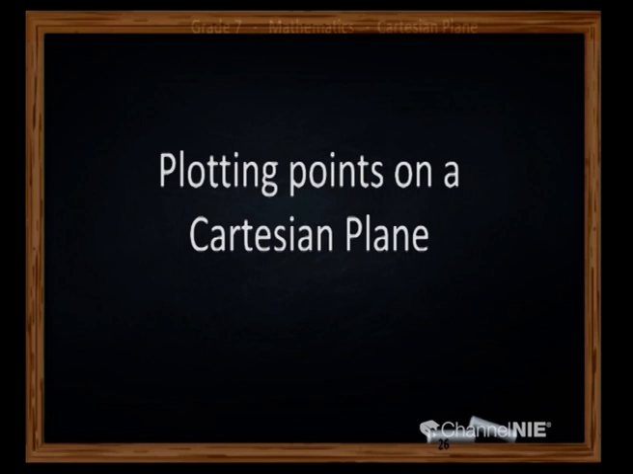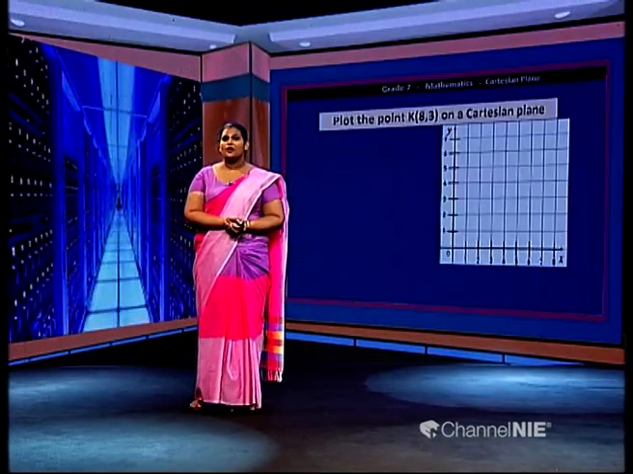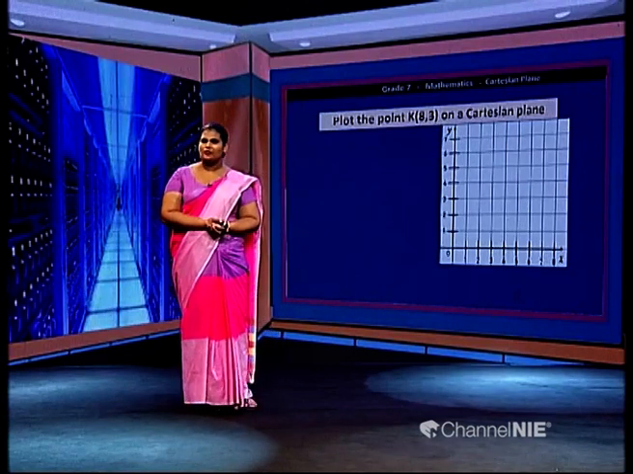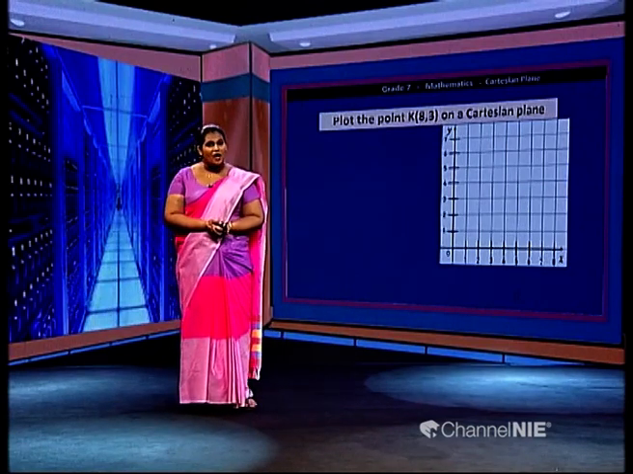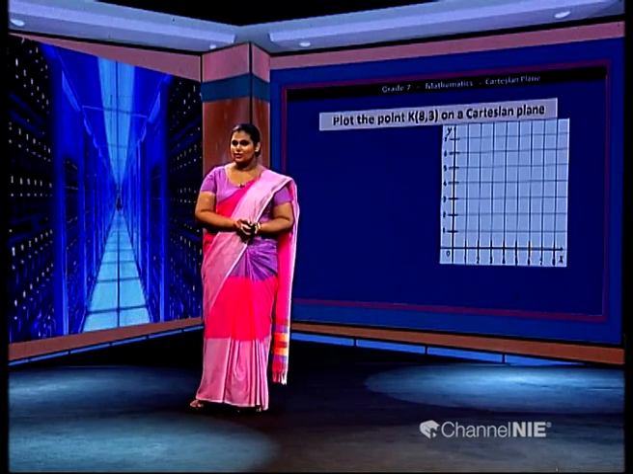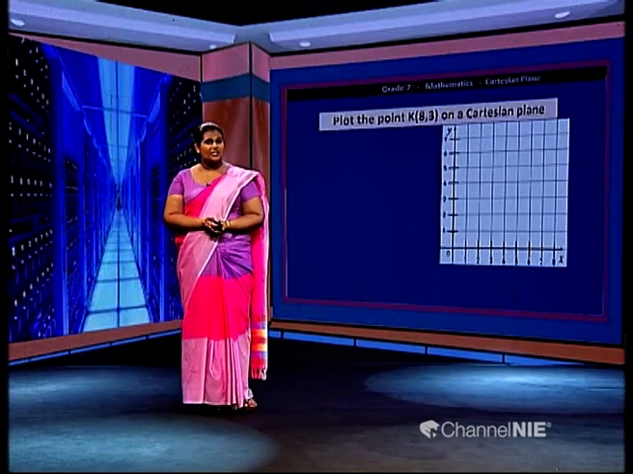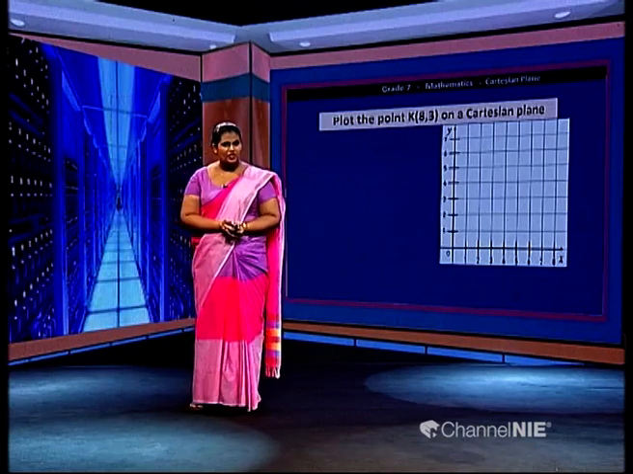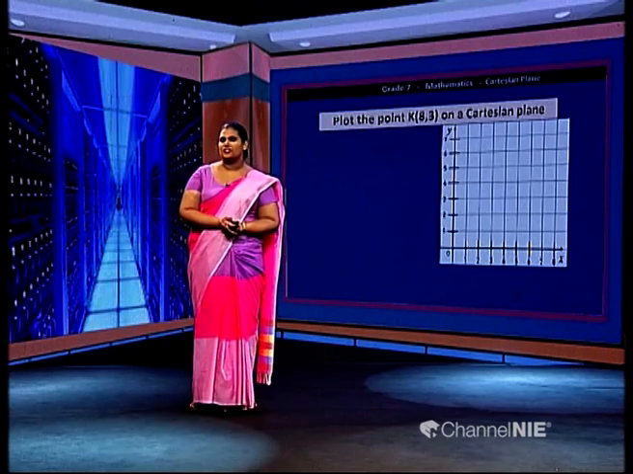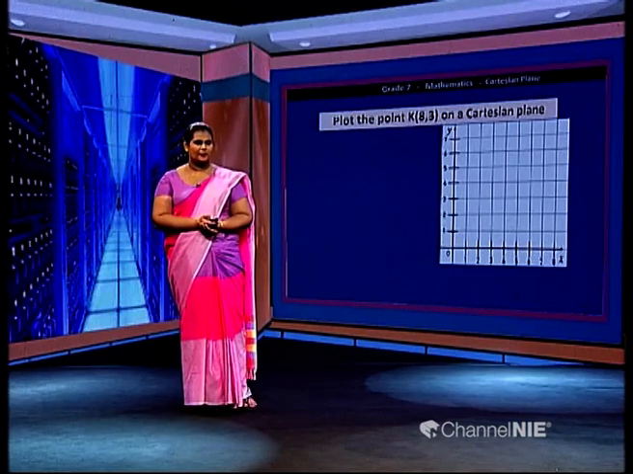Okay. Next, we are going to learn how to plot points on a Cartesian plane. This time we are going to get the coordinates and, using those coordinates, we are going to mark the points on the Cartesian plane. For this also you have to remember the things you have just learned. When you are writing the coordinates, first you have to mention the x coordinate, then you have to mention the y coordinate. So, we will quickly move on to an example.